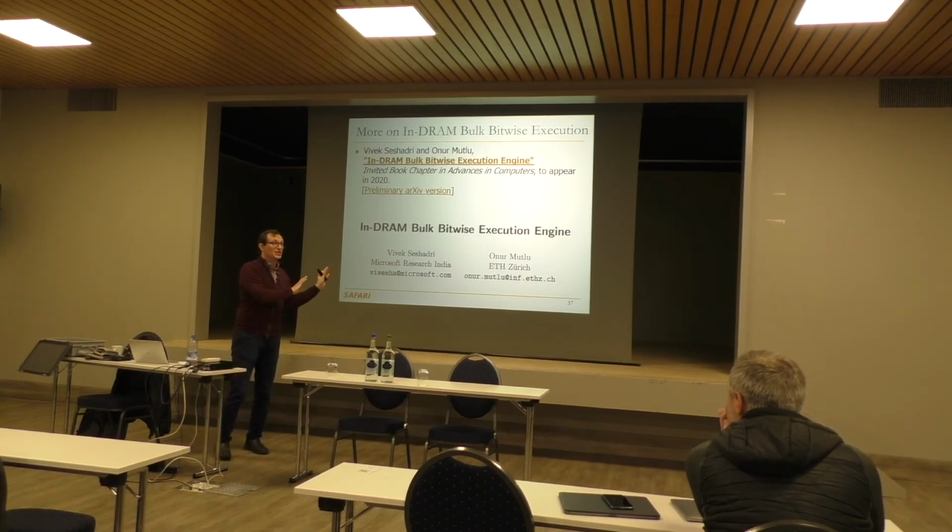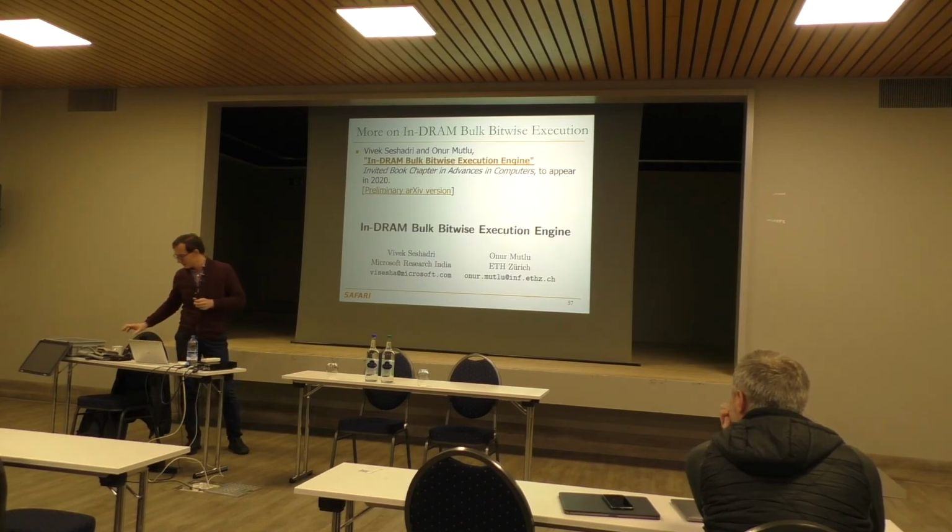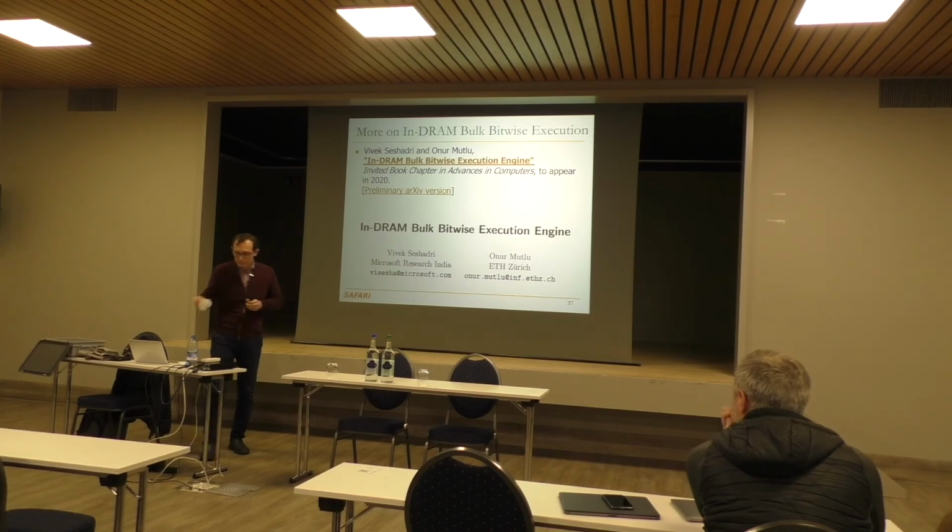In RowClone, we're not changing the array. In this, we're changing the array. And the limitation is, as you said in the beginning, the manufacturing processes to do CPUs and to do memories are very different, and it's very complicated to mix those two.